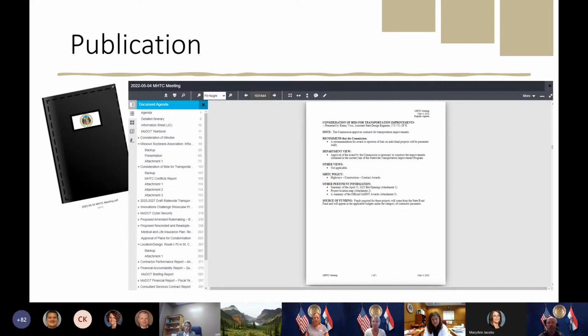Commission Secretary Office prepares the notice of the meeting when the agenda is, number 1, posted in the central office lobby. Number 2, sent to members of the media and others who have requested the notice. Number 3, added to MoDOT's website on the internet. And number 4, posted on the Office of Administration's website on the internet. Next slide, please.